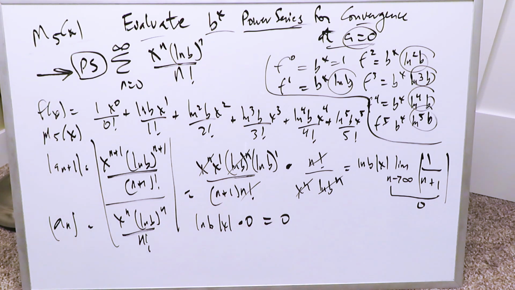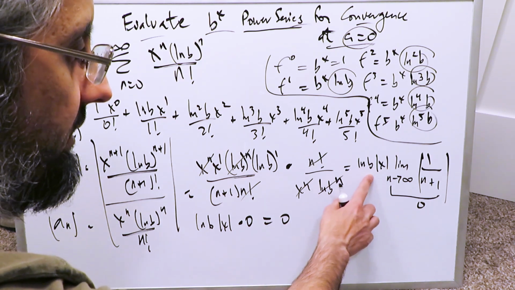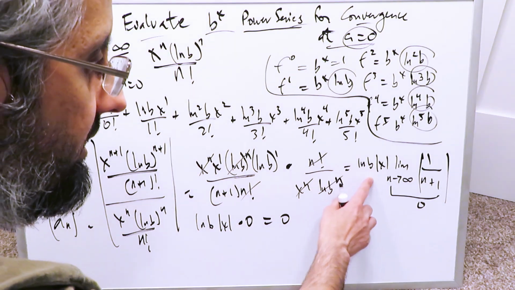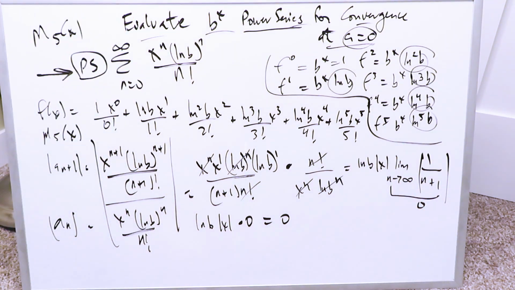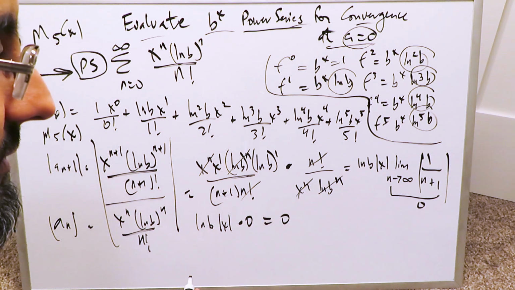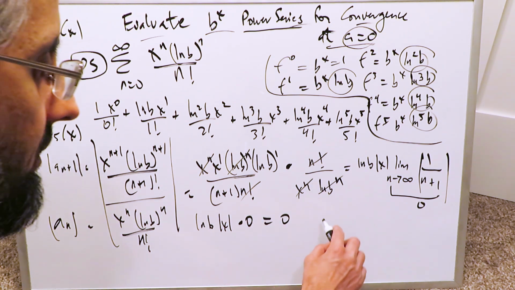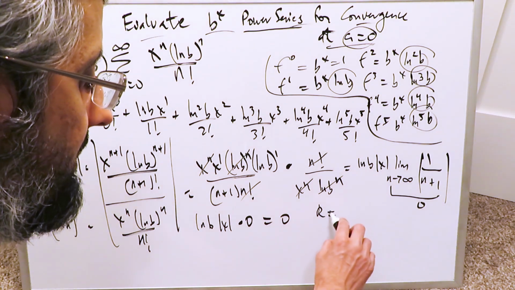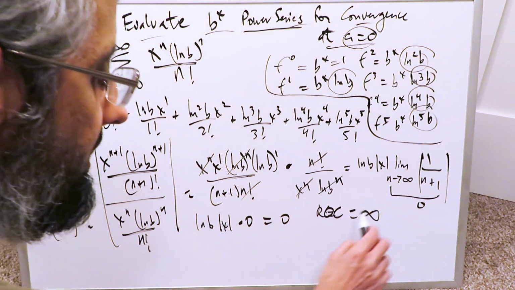What does that tell you? It tells you regardless of the value of this variable here, your limit and your function over there with regards to n will always approach 0. Everything will always approach 0. So you'll always have convergence for this power series for all values of x. What does that tell you? You have a radius of convergence equal to infinity.